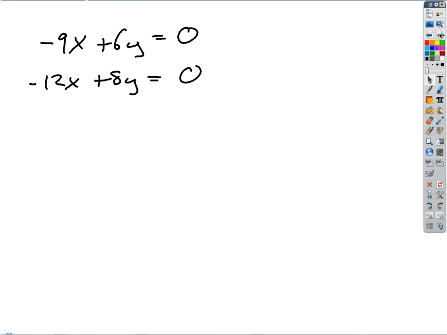Could you like divide? Not really, right? I'm trying to multiply both equations by a number so that I can get the smallest possible values of x or y to cancel. It might even be better to use the y's because 6 and 8 are a little smaller than 9 and 12.